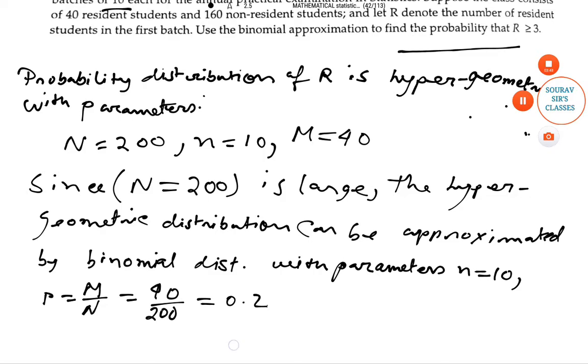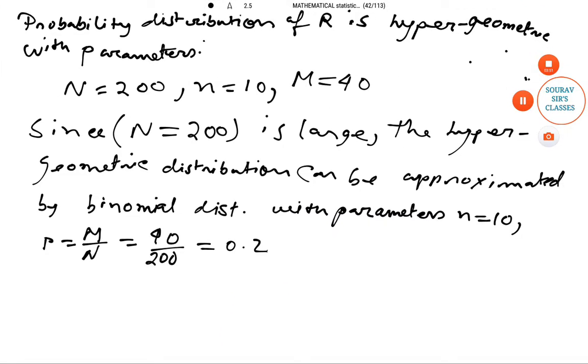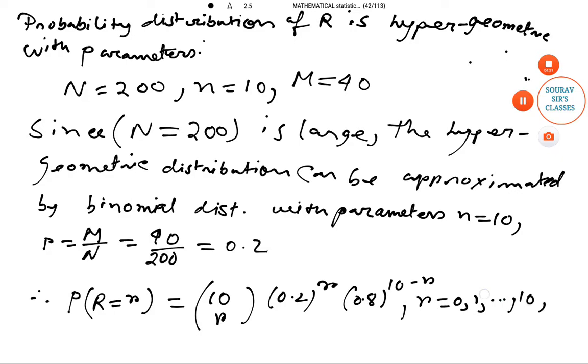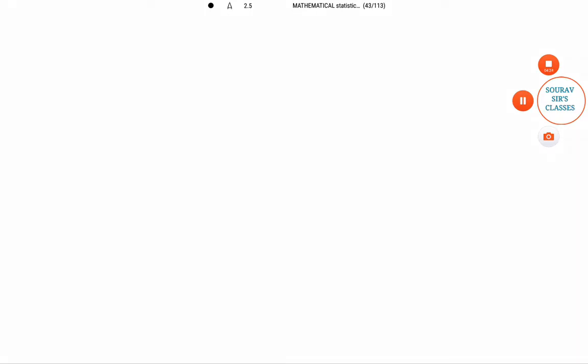Now from here we can write that P(R = r) equals 10 C r times 0.2 to the power r times 0.8 to the power 10 minus r, for r equals 0, 1, up to 10. So from here we can find the required probability.